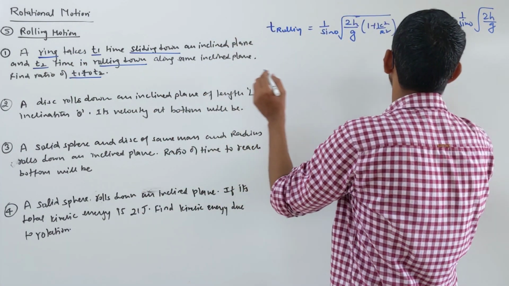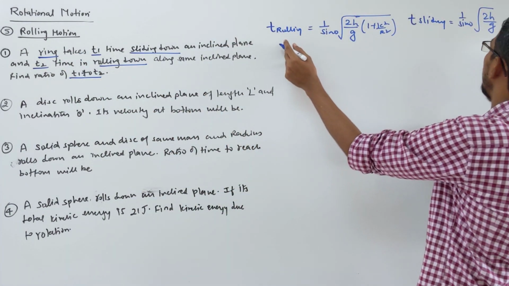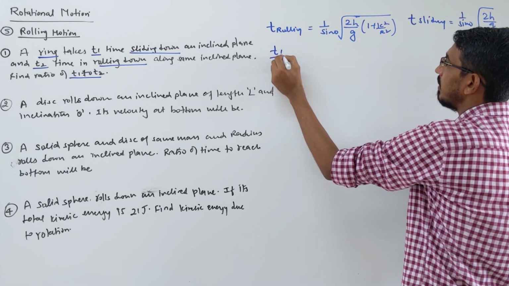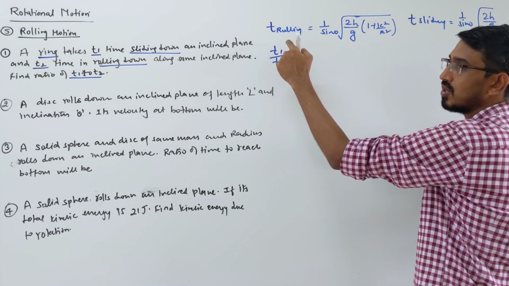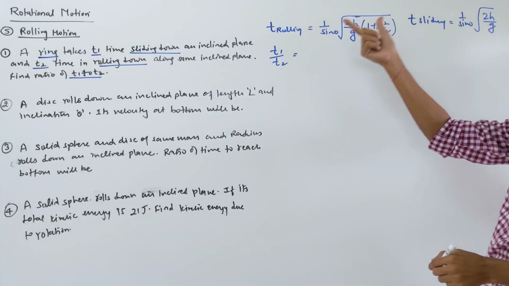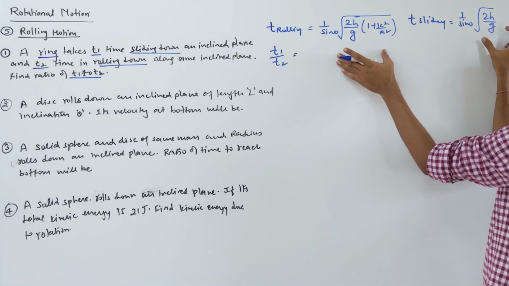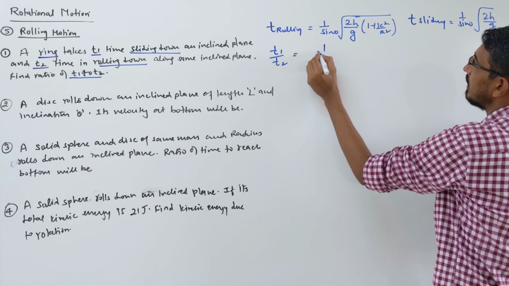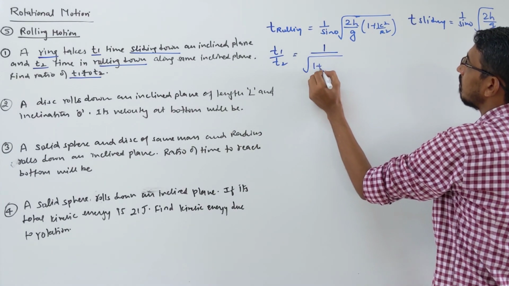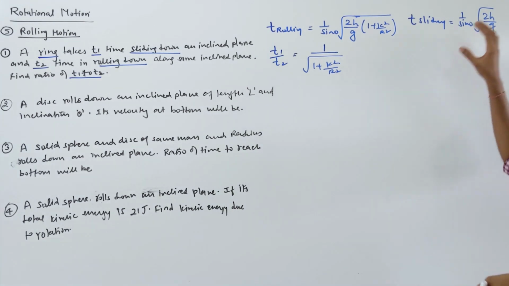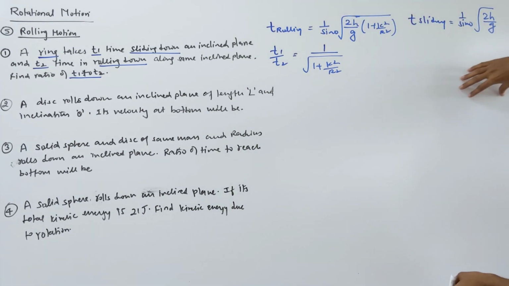They are asking for the ratio of t1, the time they are calling t1, to t2. If you watch carefully, you write t1 by t2, where t1 is the case of sliding and t2 is rolling. Sliding is this formula, rolling is this formula. When you divide this by that, this whole term gets cancelled, and you simply get the answer 1 by root of 1 plus k square by r square. This by that we are doing.